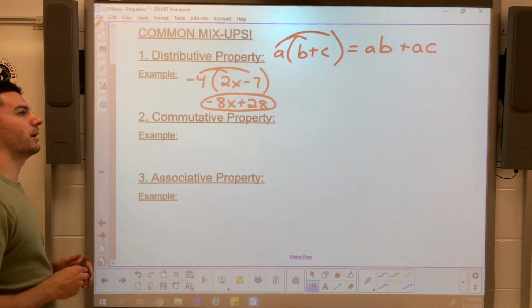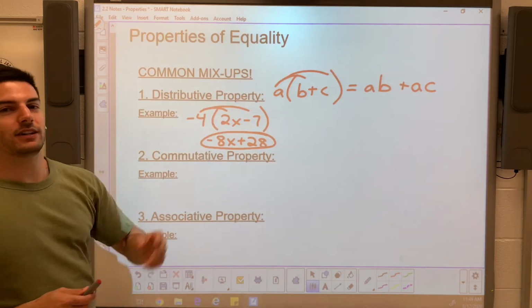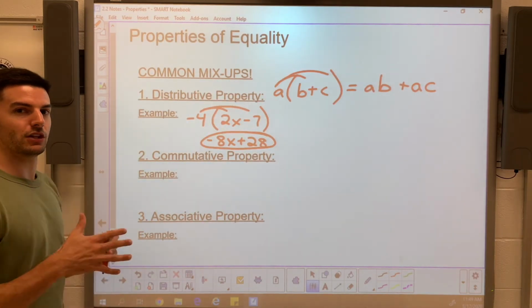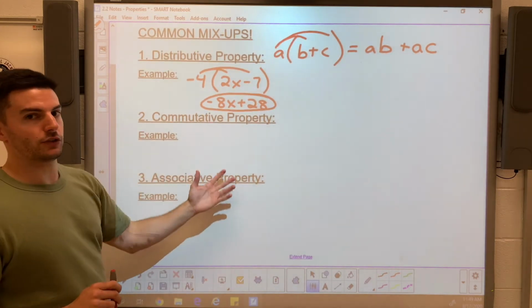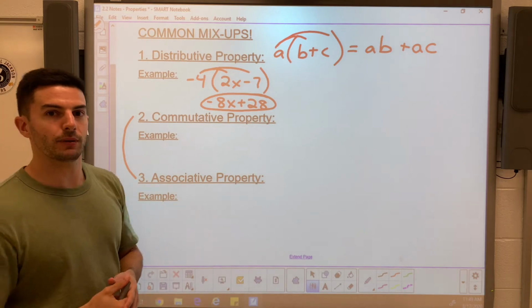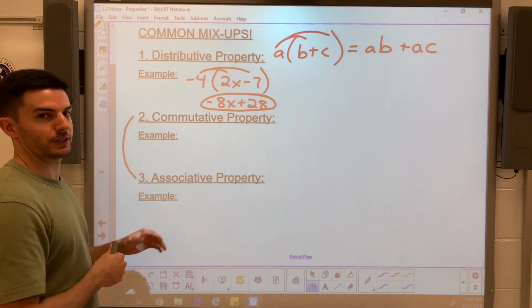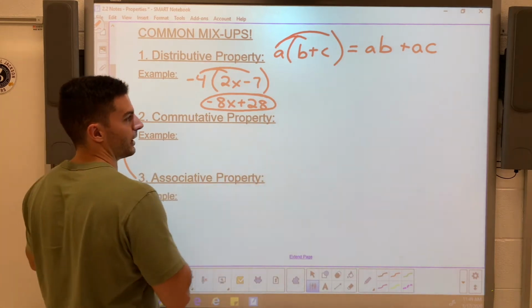Now the commutative property, the second one, okay, it's really easy to mix these up. Common mix-ups, right? It's really easy to mix these up because all of these involve similar types of things. So the commutative property and the associative property especially, it's really easy to mix these up. So I'm going to give you a fun way to remember, especially the associative property. Anyway, so commutative property, what does that say?